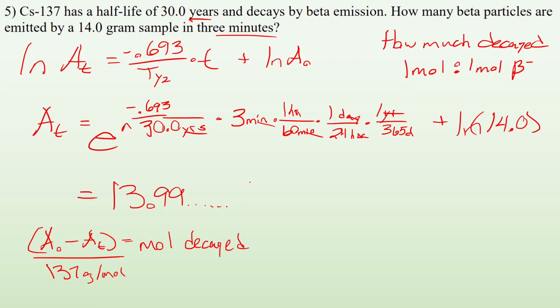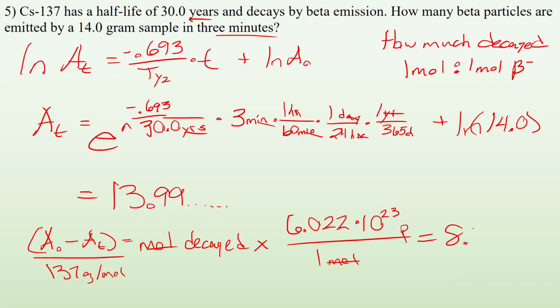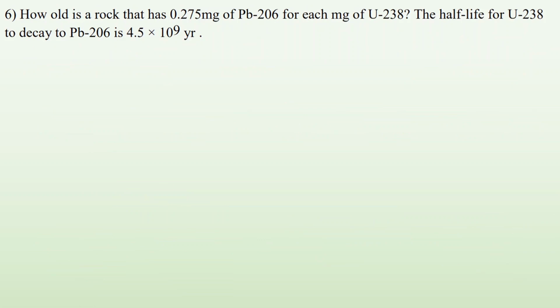But the problem's asking for individual beta particles. So I've got to now multiply that by Avogadro's number, 6.022 times 10 to the 23rd particles per mole. So now my moles cancel out. And when I do all that math, when I plug and chug, I end up with 8.11 times 10 to the 15th beta particles being emitted in just 3 minutes. Okay, there you go.